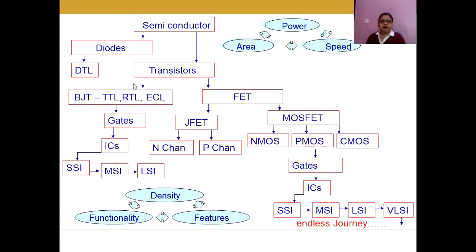This area, which is built of BJT transistors, is where we earlier implemented the logic gates, and then the ICs were implemented, and then again we categorized into SSI, MSI and LSI, but not into VLSI. VLSI came into picture when the MOSFET transistor started replacing the BJT transistors in on-chip applications.